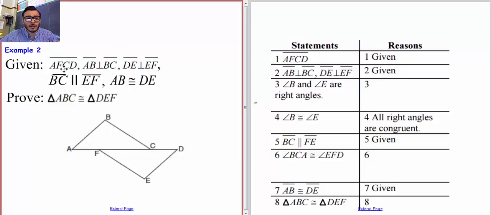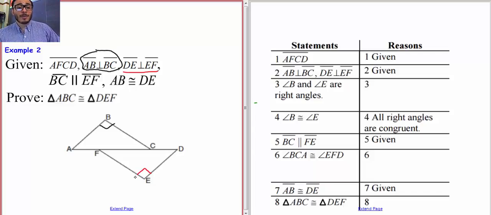So it says AFCD is given. That just means AFCD is a line. Then we are given that AB is perpendicular to BC, and there is something we can deduce from that. If AB is perpendicular to BC, then I need to have a 90-degree angle somewhere, because perpendicular lines make 90-degree angles, and you'll have the 90-degree angle right over here at the intersection of the perpendicular lines. Then you can see here, DE and EF are also perpendicular, so you'll have a 90-degree angle at the intersection. So that's 90 degrees also.